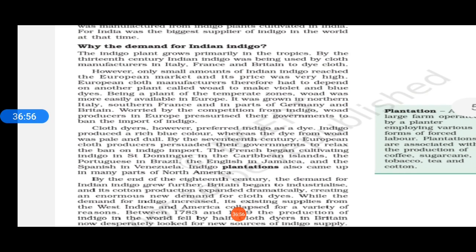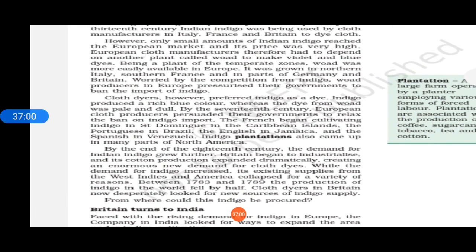And finally, between 1783 and 1789, production reduced to half and people were looking for new resources. And what was the situation in the year 1792? African slaves in the plantations rebelled. They protested violently, and this way slavery was abolished in France and the French colonies, which led to the collapse of the plantations.